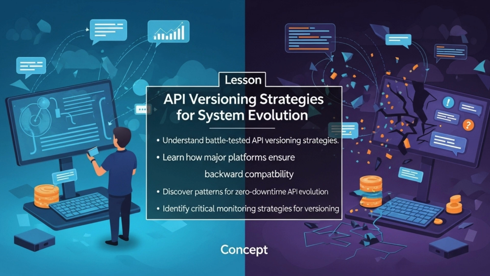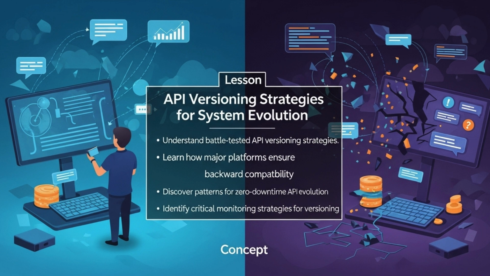Today, we're going to master the art of evolving APIs without breaking everything. We'll explore strategies that keep global services like Netflix streaming to billions while continuously deploying new features. By the end of this lesson, you will be able to understand battle-tested API versioning strategies and their hidden trade-offs. You'll learn how major platforms ensure backward compatibility at an immense scale.